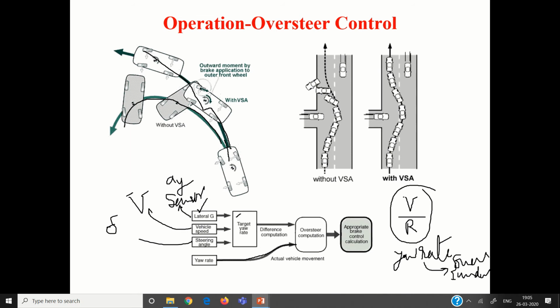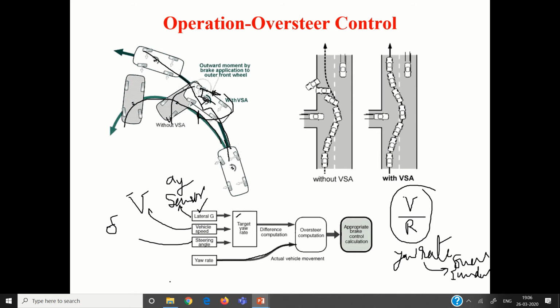Then once it is sensed, you see here, the signal is sent to this brake and brake force is applied here. This brake force and center of gravity is here. This radius will create a clockwise moment. This fellow is trying to rotate like this, and make the vehicle follow the path.